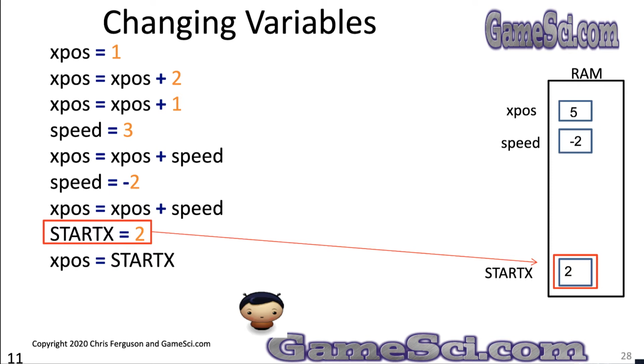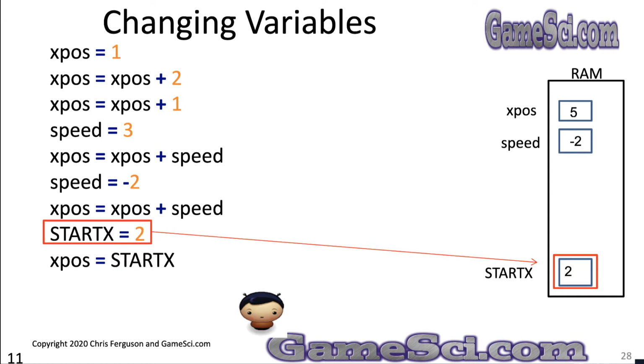Now you'll notice that this variable is a little bit different. START_X equals 2. Python has a convention. The convention in Python is if you give a variable name in all uppercase letters, it becomes what's called a constant or a final variable. The signal on that is we should not change the value of START_X.